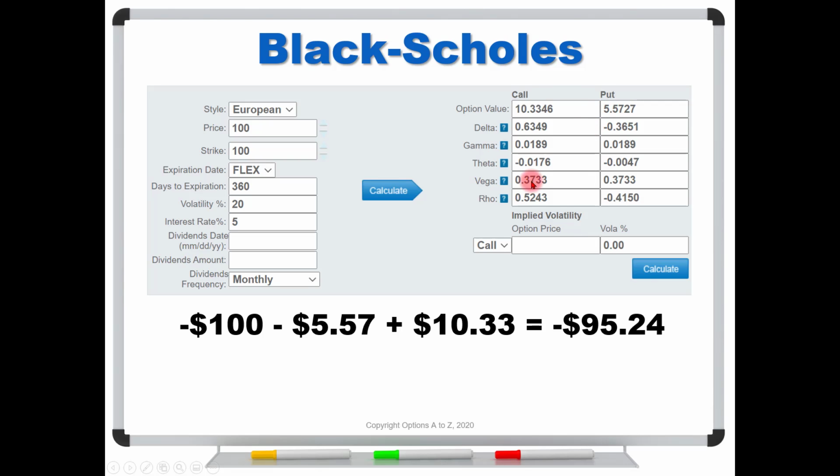Well, there is. Let's go back to the conversion. If you spend $100 for the stock and you spend $5.57 for the put, right there, and then the conversion says you would have to sell the call, 10.33, right there. If you do that, you buy the stock, buy the put, sell the call, it's going to cost $95.24. And this will be guaranteed to be worth $100 in 1 year, just like your bank deposit. Now, this is the first piece that's a little hard to see. Why is this guaranteed to be worth 100?